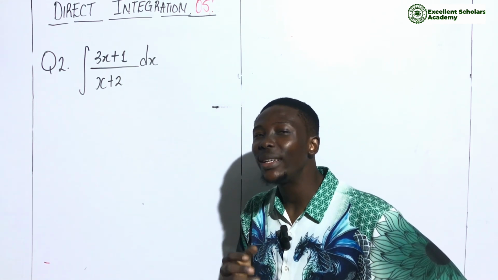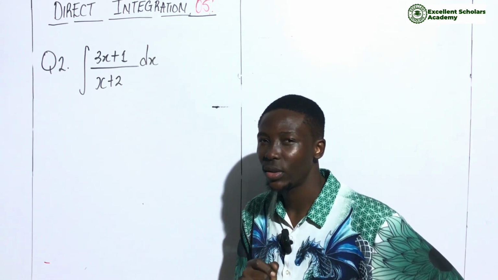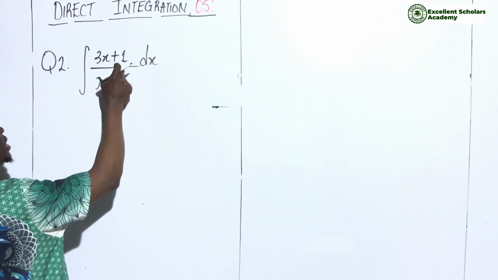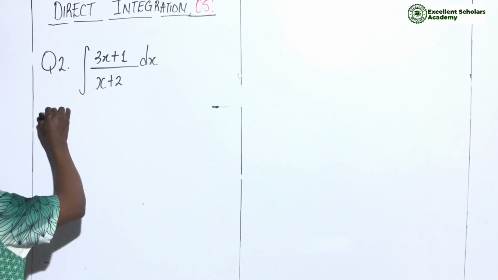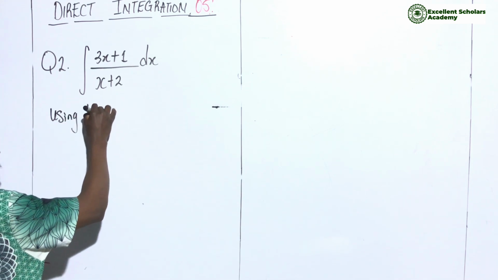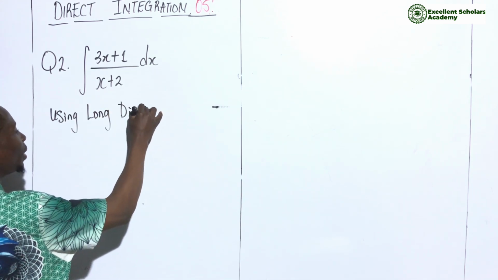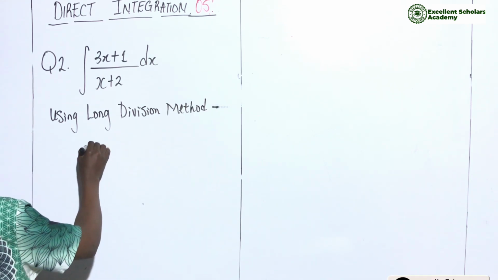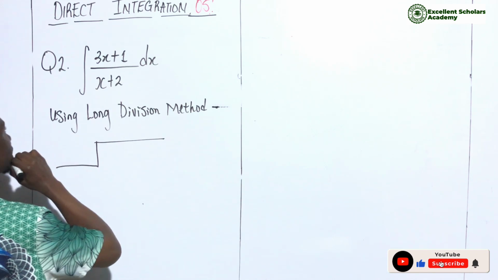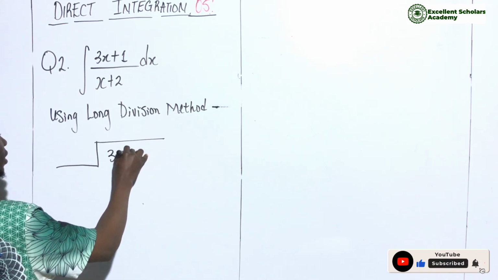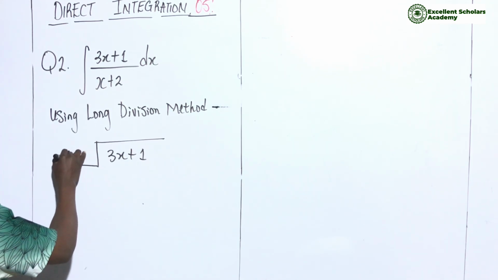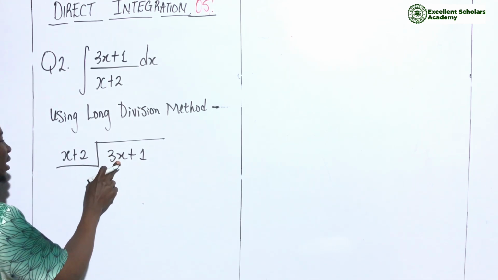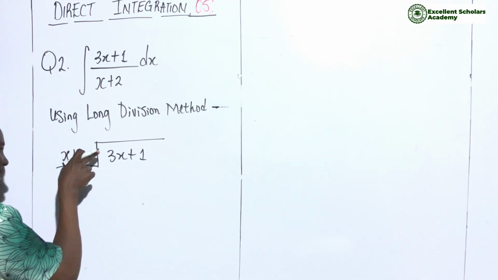Now, the only thing that will aid us here is the long division method. So we are going to divide this by this using the long division method. We have 3x plus 1 as what we seek to divide, and what will be used to divide it is x plus 2. So now we're going to use this to divide this.